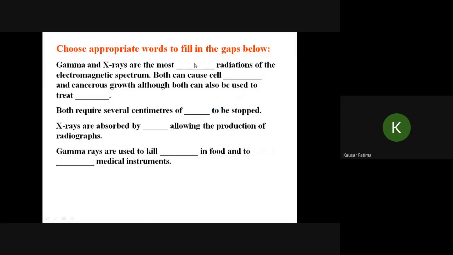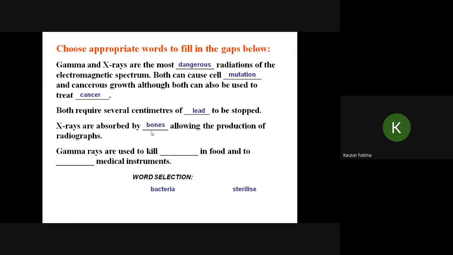So gamma and X-rays are the most dangerous radiations of the electromagnetic spectrum, because they may cause ionization of the cell. Okay, they may cause gene mutation, they may kill healthy cells, and cause cancerous growth also, but they can be used for treatment also. Both require several centimeters of lead to be stopped. They can pass through aluminium, they can pass through paper, etc. But a lead sheet will block them.